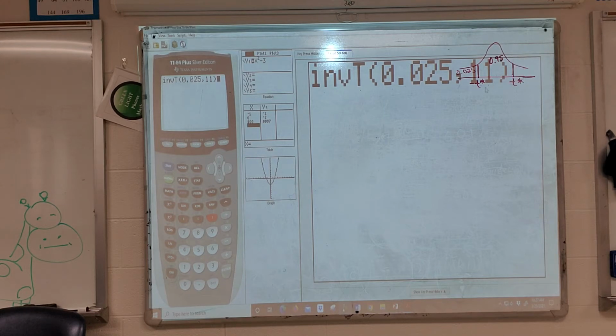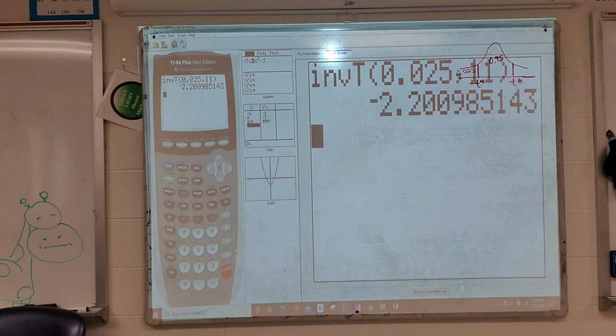Okay, so we do that. We do 11, and then we go to paste. It should paste this to your screen on your calculator if you're doing this with me, and then you hit enter. It takes a minute. For whatever reason, the inverse t sometimes takes a minute to calculate, so it may stop there and think for a minute, then it gets it.